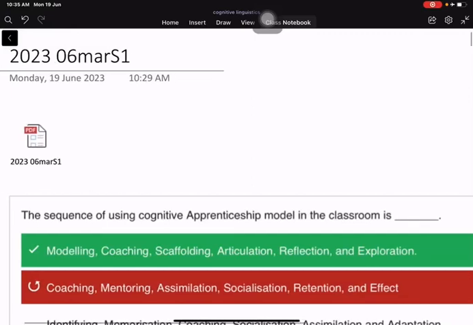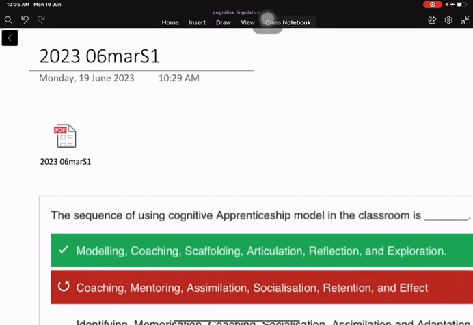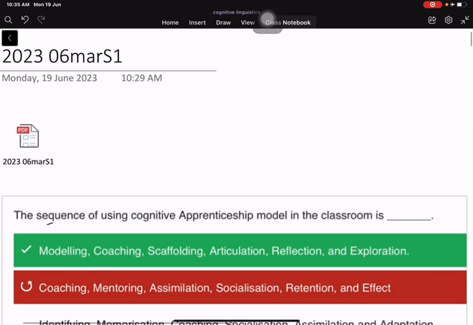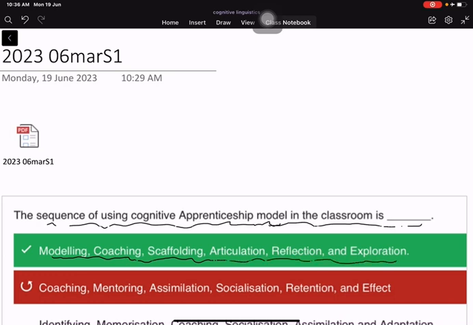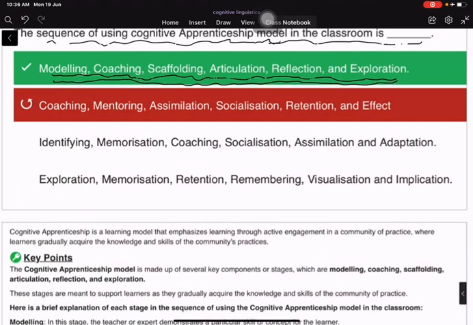The sequence of using the cognitive apprenticeship model in the classroom is modeling, coaching, scaffolding, articulation, reflection, and exploration. Modeling, coaching, scaffolding, articulation, reflection, and exploration. Cognitive apprenticeship model.